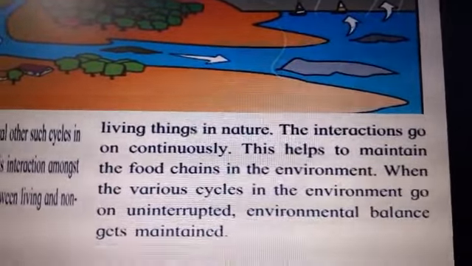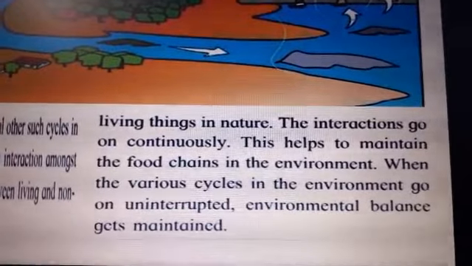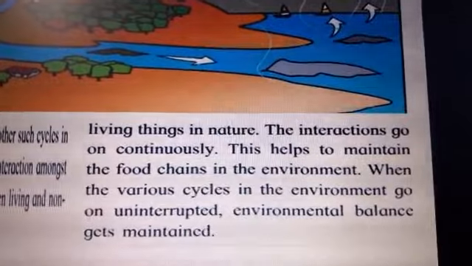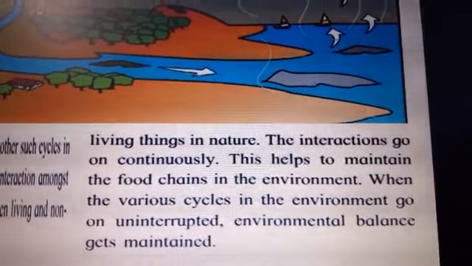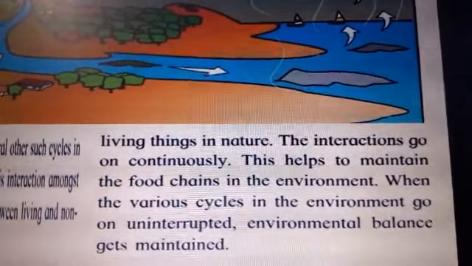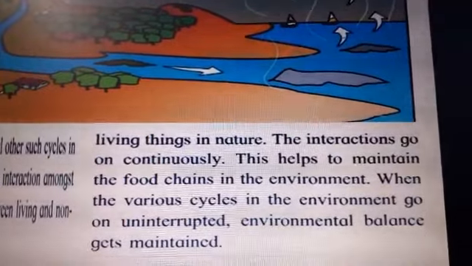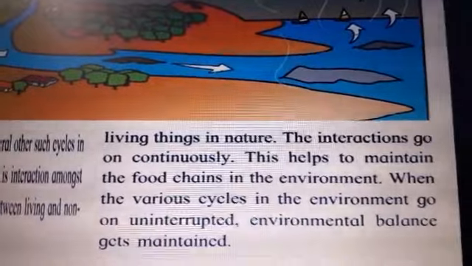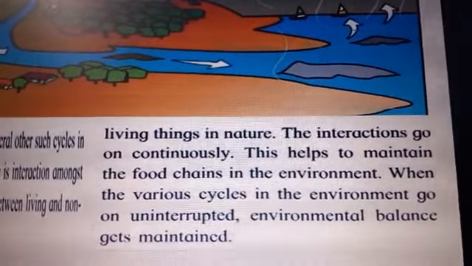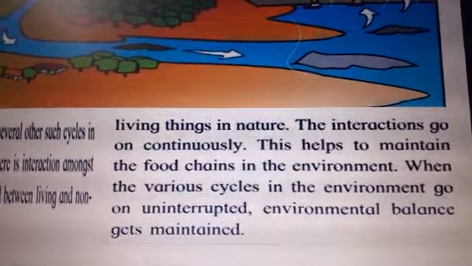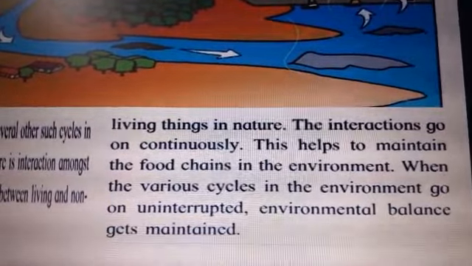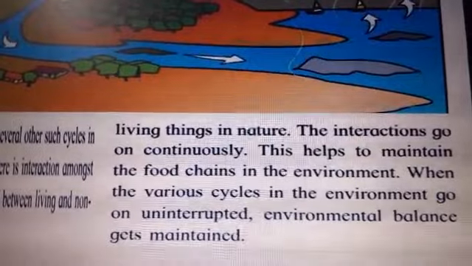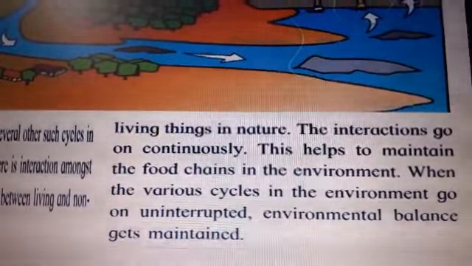But if any of the chain of the cycle is disturbed, is broken, it is very, very harmful to the environmental balance. So we have to see that we are the ones who are responsible to see that the environmental balance is maintained in the nature so that we get a healthy life, we get the food to eat, we get the fresh air to breathe in. I hope this is clear to you about the various cycles in the nature.